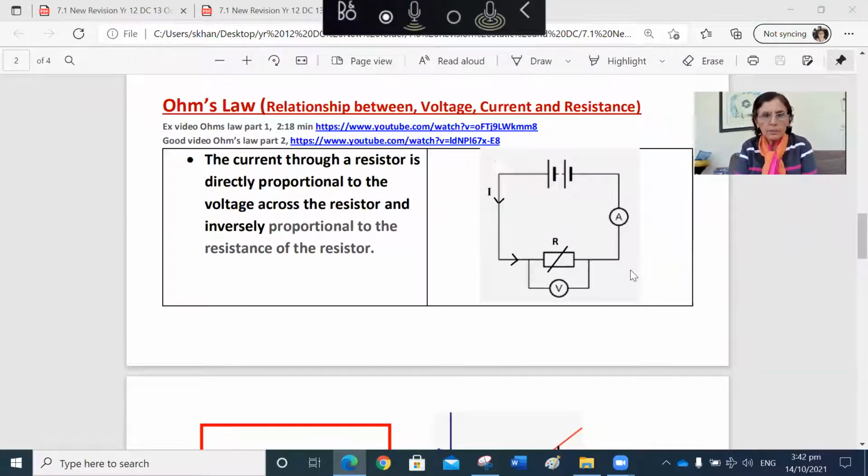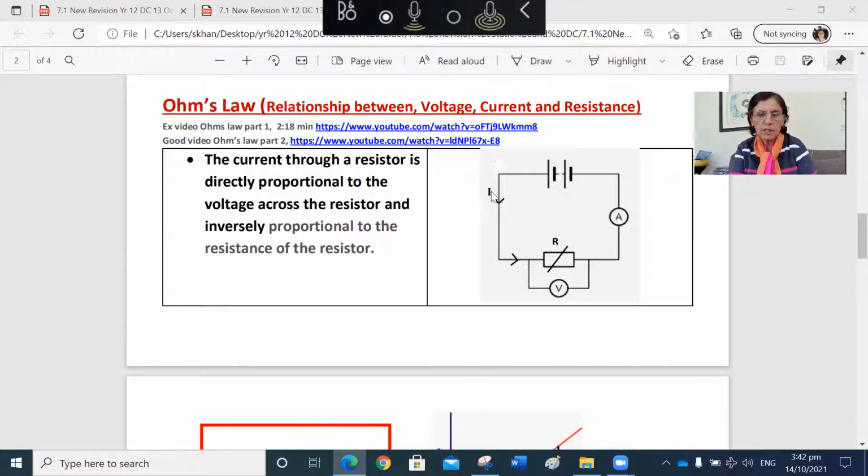Hello, everyone. This video is about revising the DC electricity topic of year 12 physics. Mainly in this topic, I will be focusing on Ohm's law and then conservation of energy in an electric circuit, which is when we talk about the power of the battery and the power used up by different resistors in the circuit. So let's look at Ohm's law, which is the relationship between the current, voltage, and resistors.